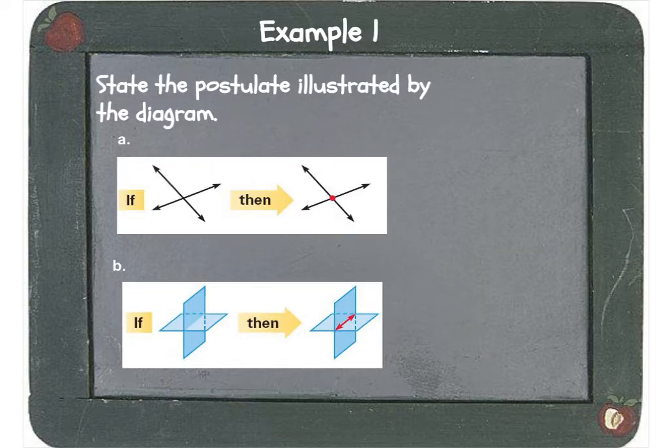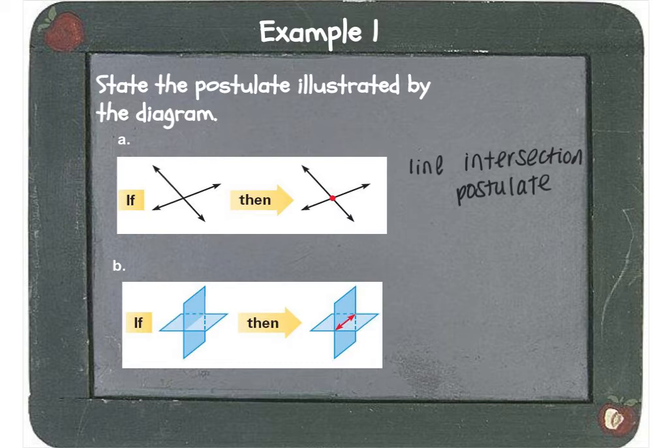All right, example 1. State the postulate illustrated by the diagram. This one says if there are two lines that intersect, then their intersection is exactly 1 point. This is the line intersection postulate. So let's put line intersection postulate. And then B says if two planes intersect, then there's a line in between them. That is their intersection. That is the plane intersection postulate.